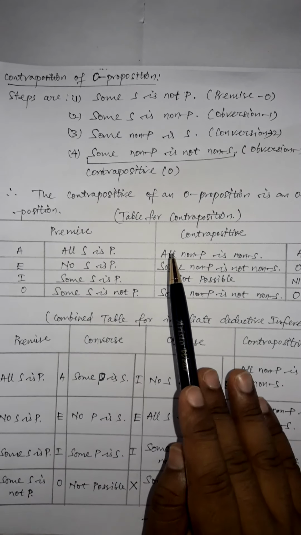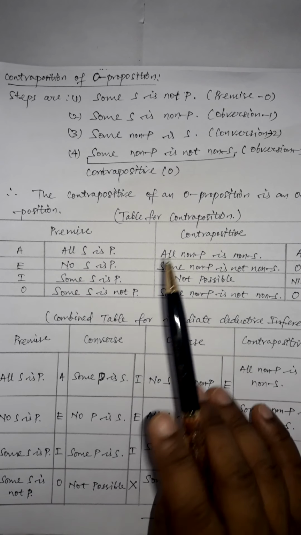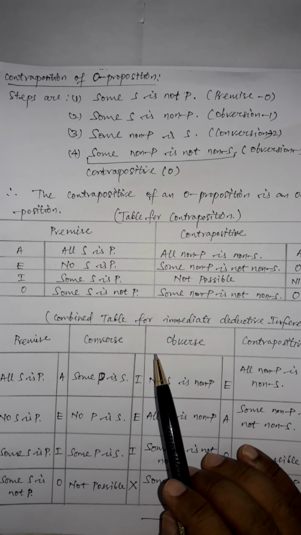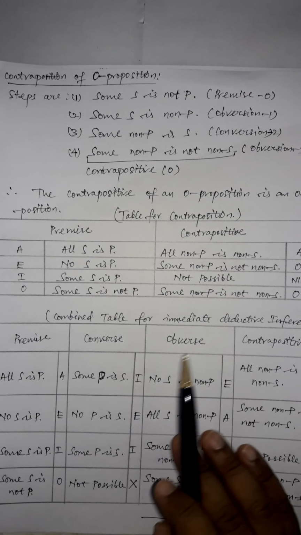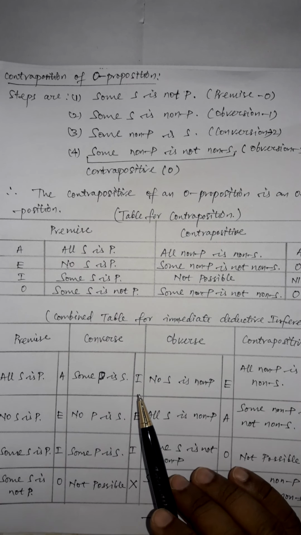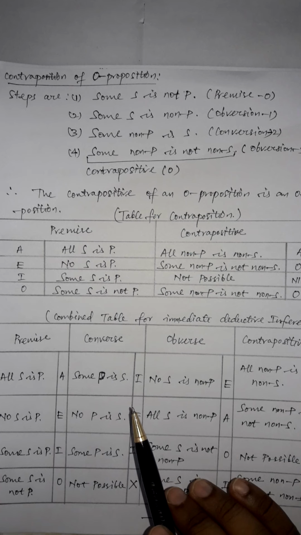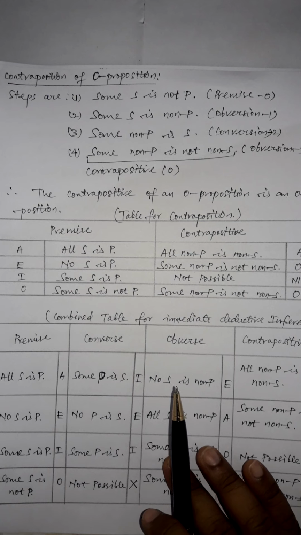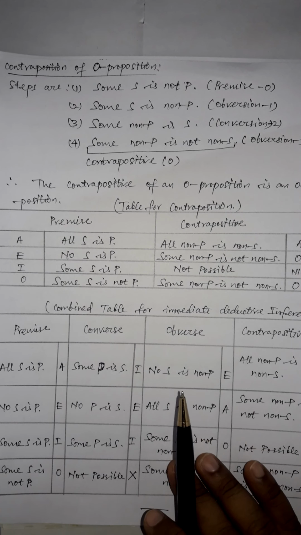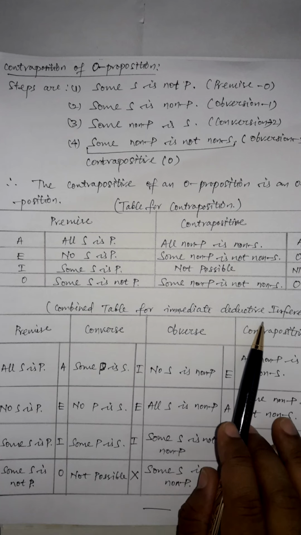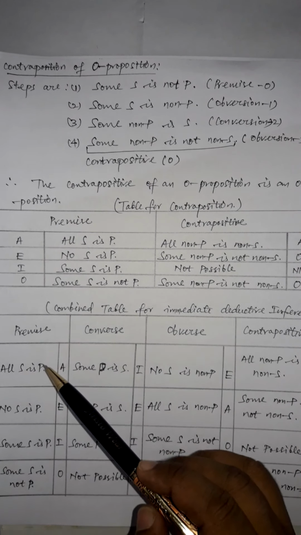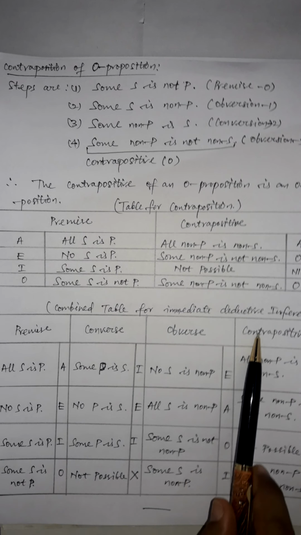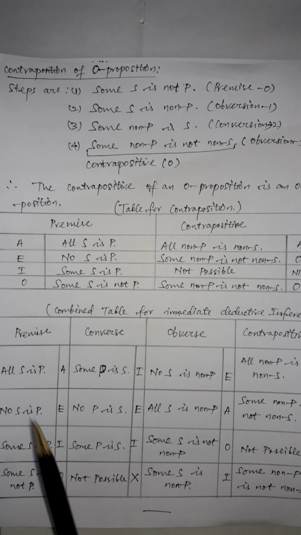So this is all that we discussed in our topic of contrapositions of four types of statements. Now friends, what we discussed in all the previous two or three videos in the topic of theory of inference, let's discuss them in one single table, which will definitely help you to understand it further. That is the combined table for immediate deductive inference. Here at the beginning I have written premise, then the converse statement, then the obverse statement, and then the contrapositive statements.